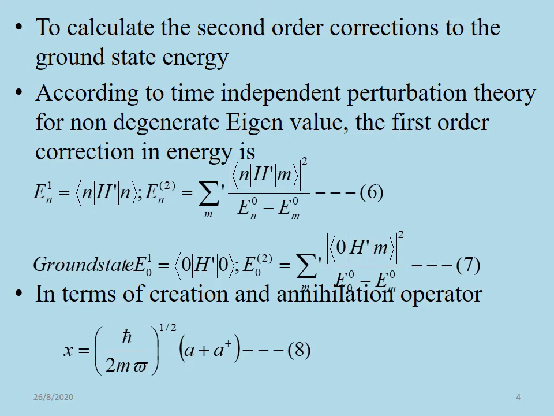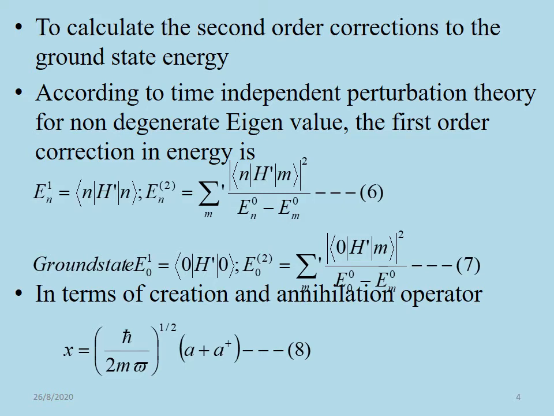Now you have to calculate the second order correction to the ground state energy, and according to time independent perturbation theory, for non-degenerate eigenvalue, the first order correction to the energy is En of 1 is equal to <n|H prime|n>. For the second order correction, it is En of 2 is equal to summation over m not equal to n of modulus of <m|H prime|n> whole square divided by En of 0 minus Em of 0. So if it is a ground state, n is equal to 0, so it is E0 of 1 is equal to <0|H prime|0>.